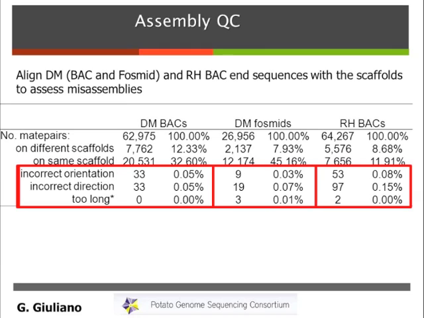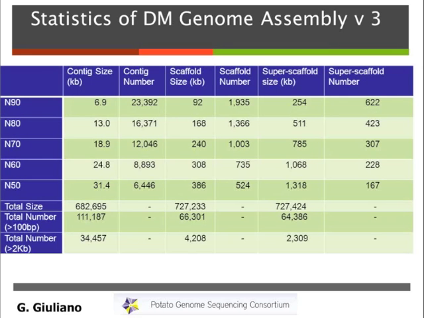And what's interesting, if you look at the RH BACs, because we had forward and reverse sequences for those, and you look at them on the assembly, it's a little bit larger, but this is probably because of rearrangements in RH versus the double monoploid.